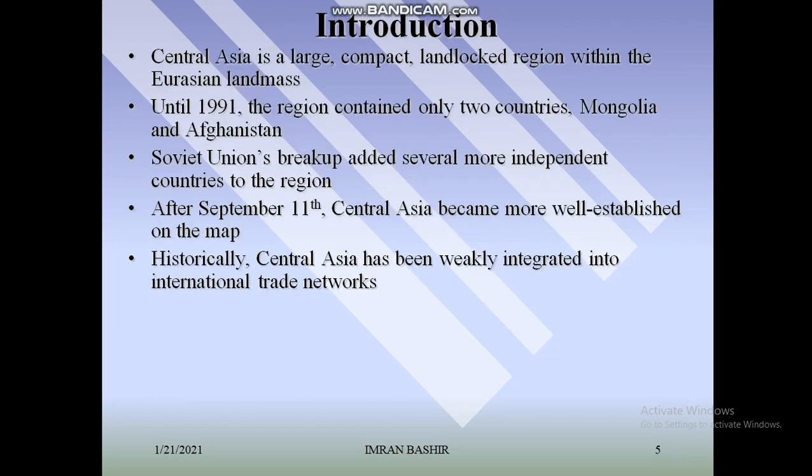Introduction. Central Asia is a large, compact, landlocked region within the Eurasian landmass. Until 1991, the region contained only two countries, Mongolia and Afghanistan. The Soviet Union's breakup added several more independent countries to this region. After September 11, Central Asia became more well established on the map. Historically, Central Asia has been weakly integrated into the international trade network.